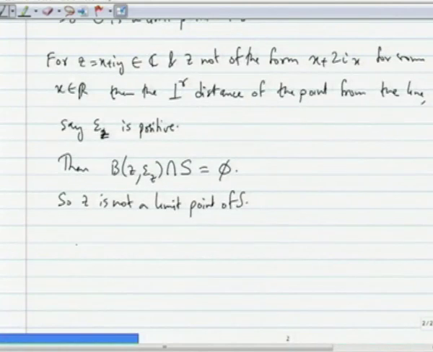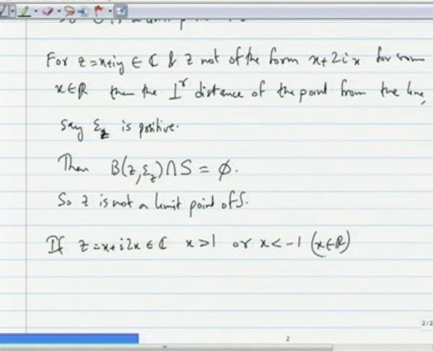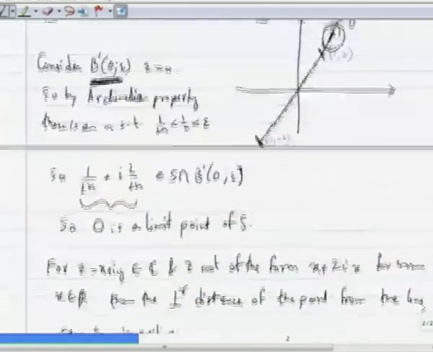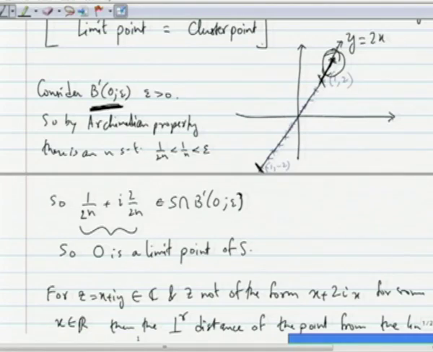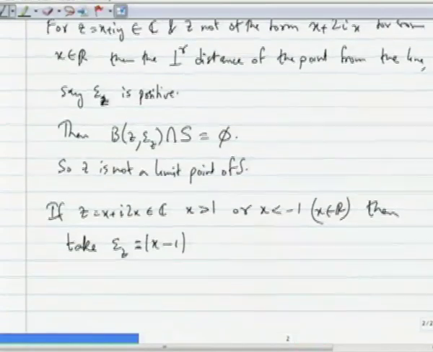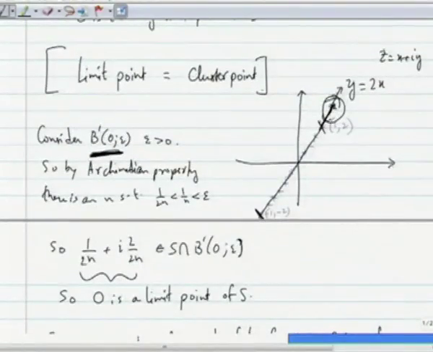So, to make it concrete, if z is of the form z = x + iy, where x belongs to R, of course, and x is greater than 1 or x is strictly less than -1, then what you can do is take epsilon_z equal to the modulus of x - 1. So, what we are doing is calculating the distance: we are taking this x + iy, projecting it onto the x axis, and then taking 1 or -1, and we are taking the modulus of x minus that.